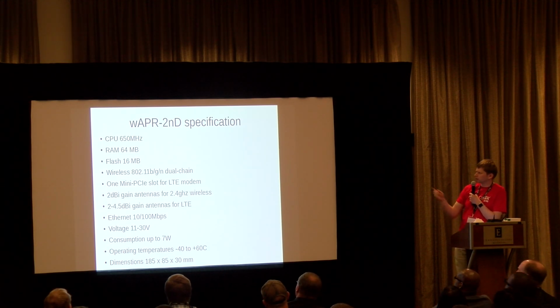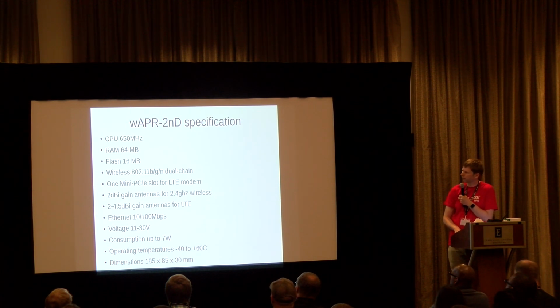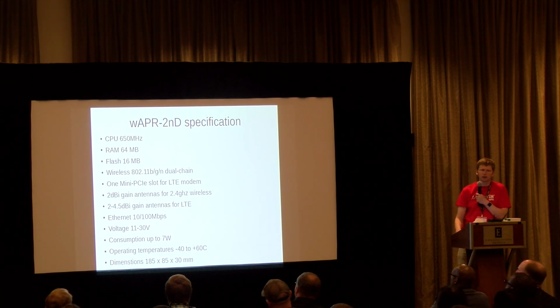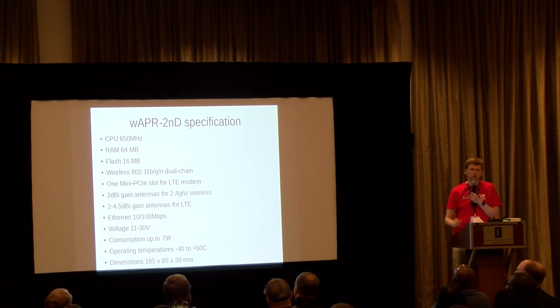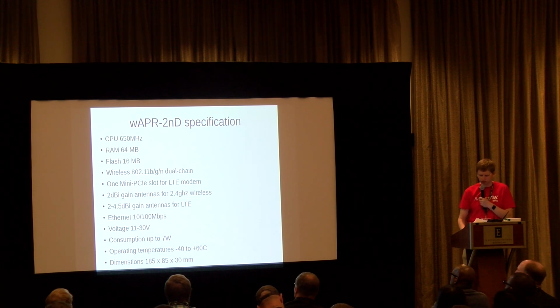So you can see all the rest of the specifics, like wireless b/g/n, 2.4 GHz, 2 dBi gain for the Wi-Fi, and also from 2 to 4.5 dBi gain for LTE. The gain is variable because it supports a very wide range, from 700 MHz to about 2.7 GHz. And power consumption is up to 7 watts, all included.